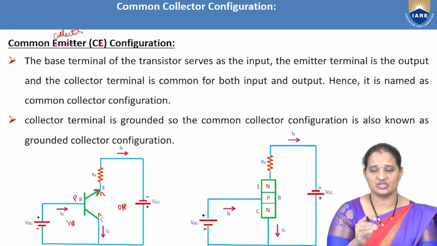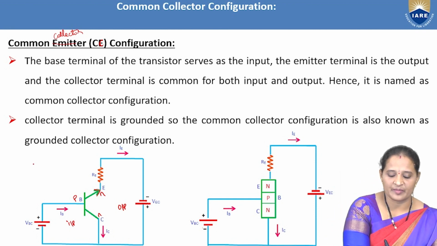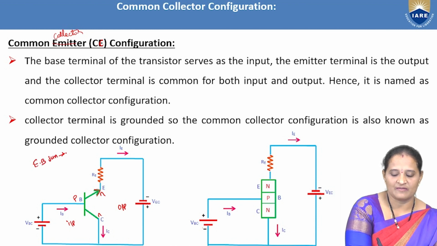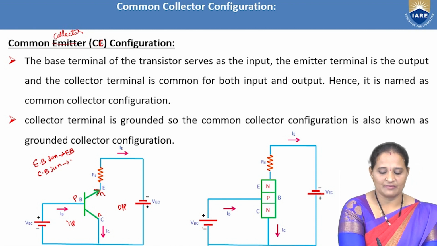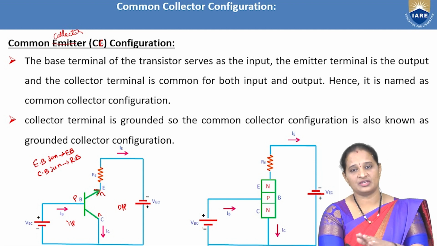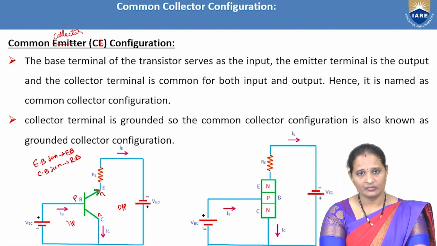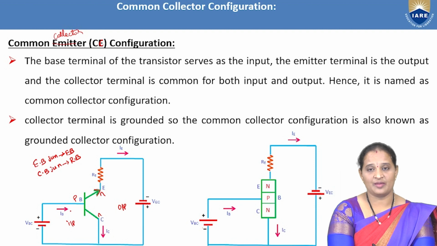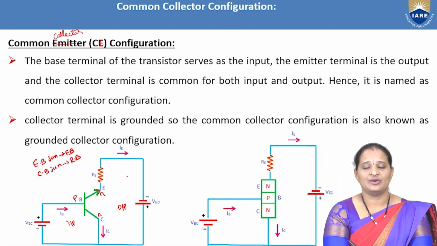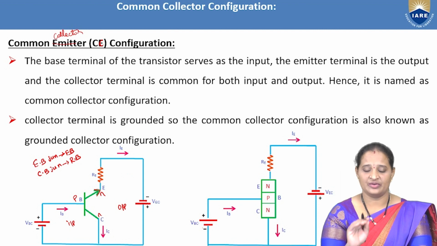Whenever we are using a transistor in any configuration, the major application of the transistor is amplification. So always remember that the emitter to base junction should be forward biased and the collector to base junction should be reverse biased, such that the transistor operates in the active region. Whenever the transistor operates in the active region, it acts as an amplifier. So now we are providing the biasing such that the emitter to base junction is forward biased and the collector to base junction is reverse biased.